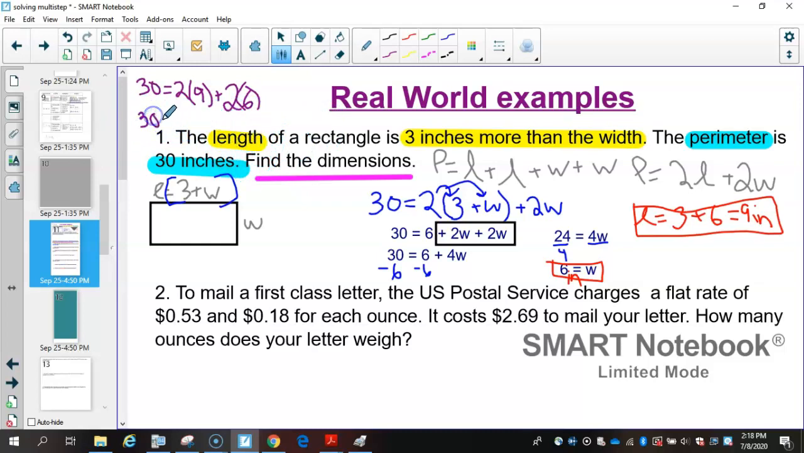Now you could put this in your calculator. I'm just going to go ahead and do this by hand. 2 times 9 is 18. 2 times 6 is 12. 18 plus 12 is 30. So that works out. So our dimensions are 6 and 9.